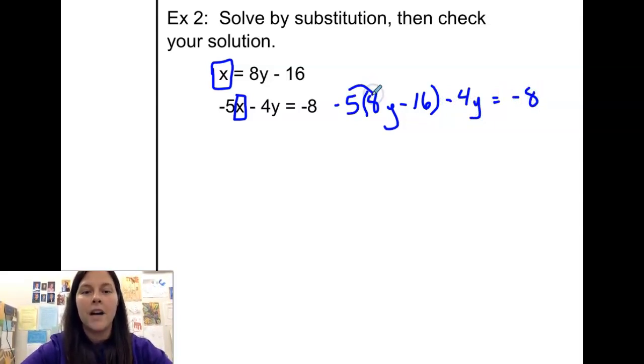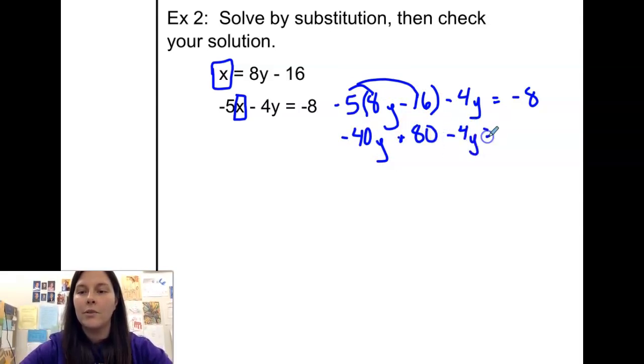Distributing my negative 5, I get negative 40y plus 80. Bringing down my minus 4y, that is not in parentheses, so I do not distribute to it. And then my y's are like terms. If I spend $40 and I spend 4 more, I have spent $44, or I have negative 44y.